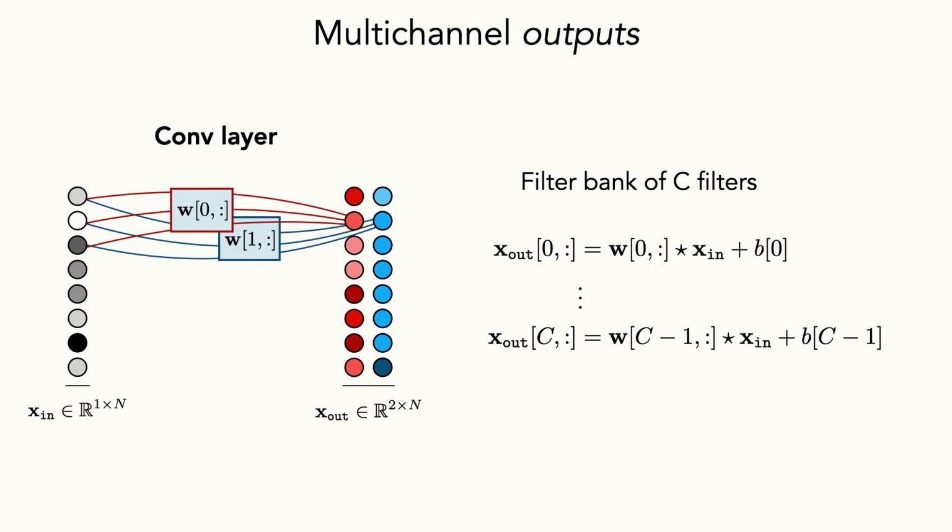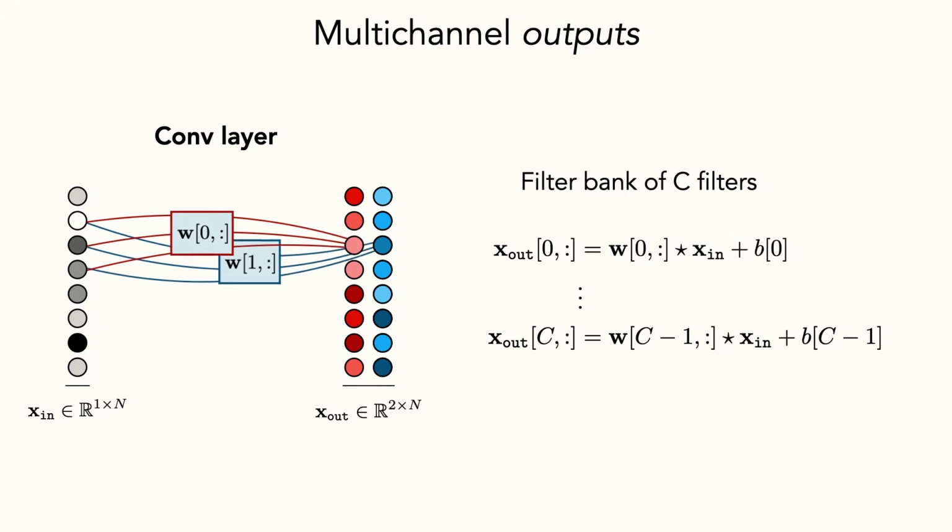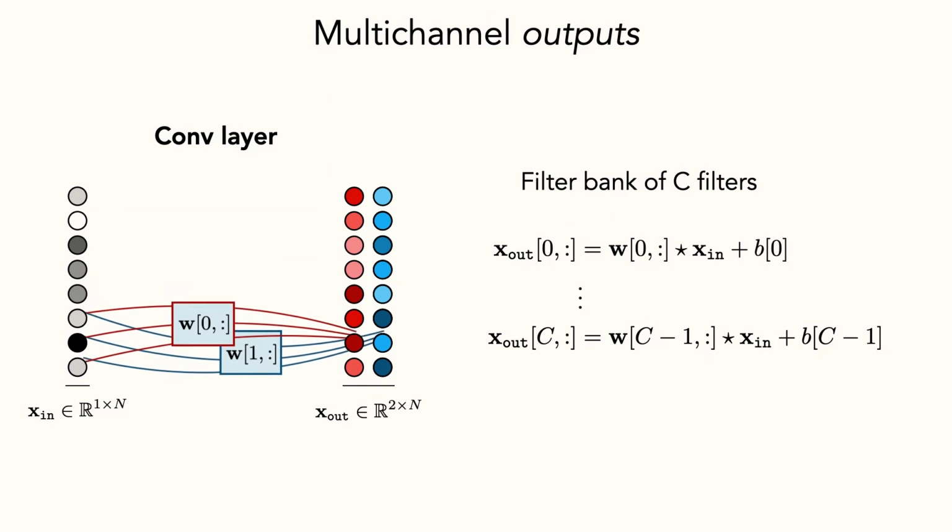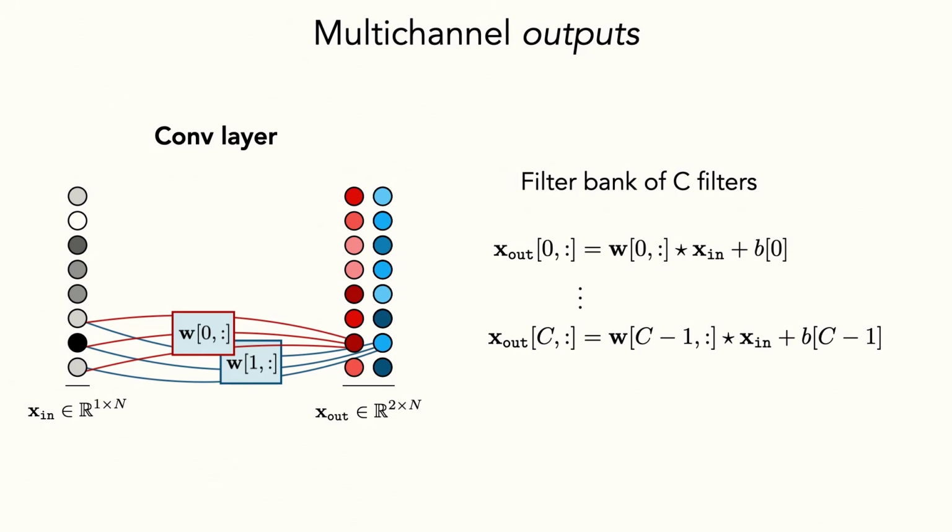Okay, what about multi-channel outputs? If instead of having just a single output of your convolutional layer, you want multiple channels of outputs, what you do is learn what we call a filter bank, a set of different output convolutions. So instead of learning a single linear layer, you're going to learn two in parallel, and each of them builds its own output dimension. Now you have a filter bank of, let's say, C different filters, and you get a different output activation for each of those filters from the same input data.